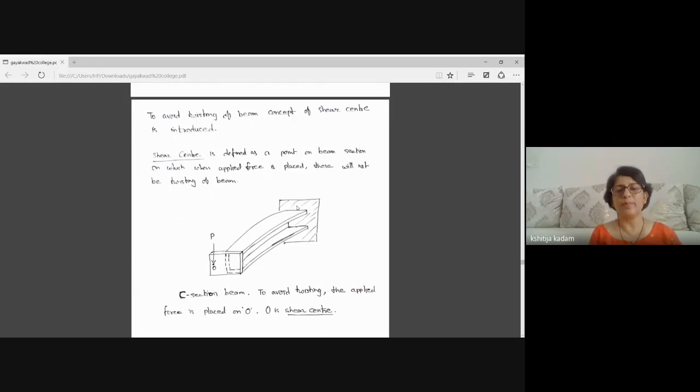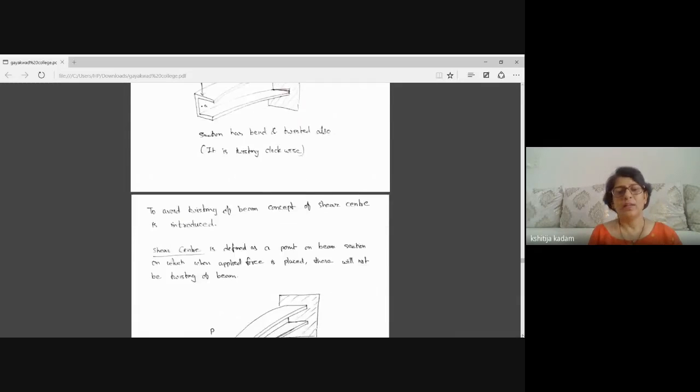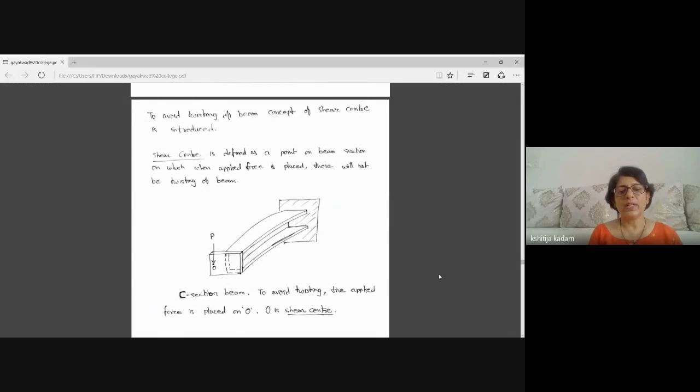In this sketch I am explaining the same beam, same cantilever. In the first sketch you see that the beam is twisting clockwise. So what I did, I have shifted the applied force P a little to the opposite side. To avoid twisting, the applied force is placed on point O.